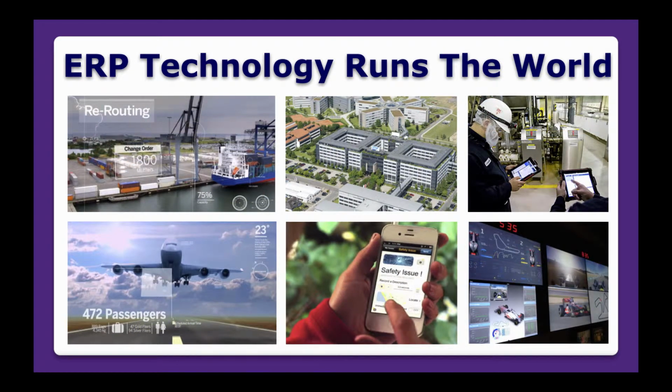Enterprise resource planning technology has begun to run the world, really, and there are lots of different things happening that are coordinated through an ERP system. So, for example, at the top left here we have the rerouting of an order. So a change order is sent to the loading master of a ship, so that different containers are put onto an ocean-going ship.